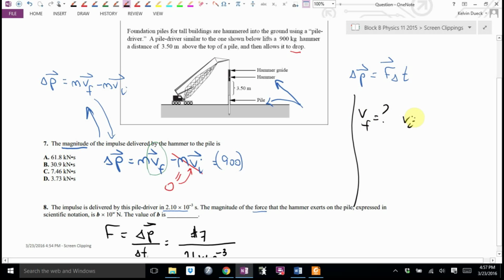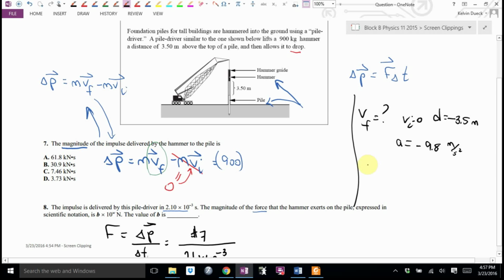Well, I know v initial is 0. I know the height, or the distance, is negative 3.5 meters. Why negative? Because we're ending up below from where we started. And I know the acceleration is negative 9.8 meters per second squared, because we're releasing the hammer and letting it fall down in free fall. That's how a pile driver works. It lets gravity create the force.